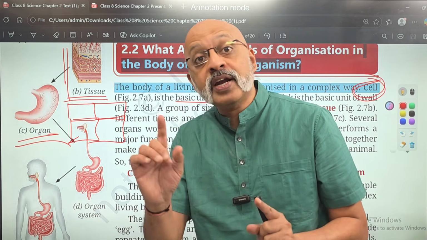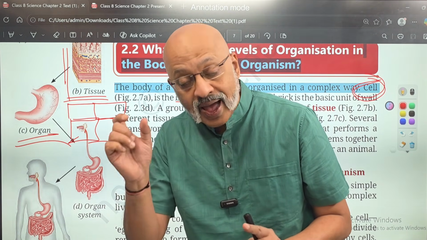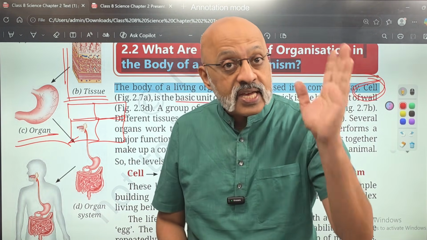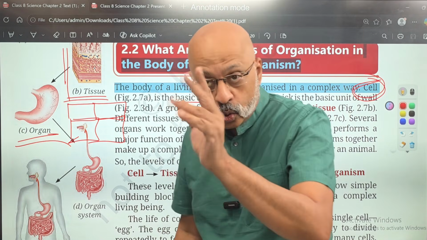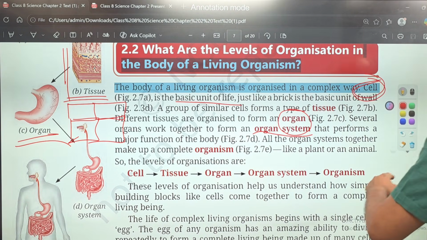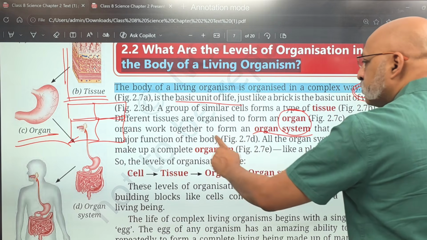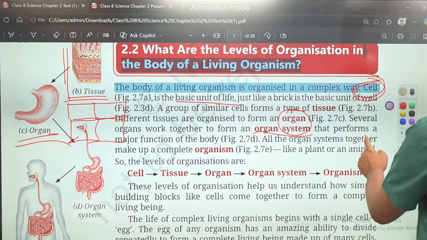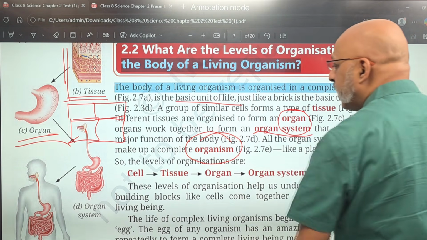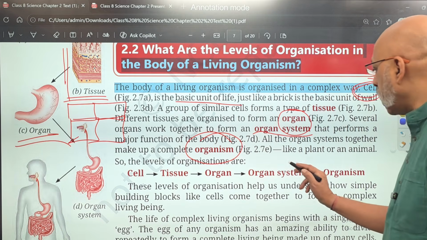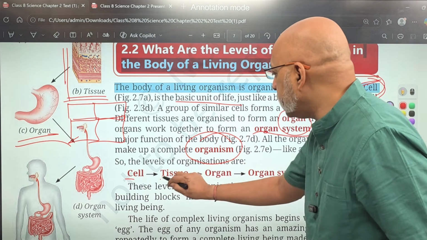So now let's remember it with the alphabet S for system. CTOS. Okay. Then it performs a major function of the body. All the organ systems together make up a complete organism. So what we have is CTOSO.